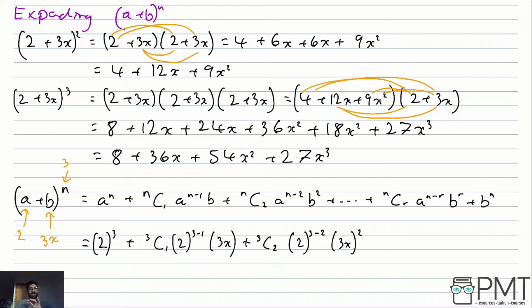So I hope you can see what the pattern is now. If you focus on the powers, the power of the first term starts with 3, then it becomes 2, then it becomes 1. So it keeps reducing. And the power of the other one keeps increasing, because this has a power of 1, then this is going to have a power of 2, the next one a power of 3, and so on. So that's the pattern that we have. The next one is going to be 3C3, and then we have 2 to the power of 3 minus 3, which is going to be 0, and then 3x to the power of 3. So that's our last term there.